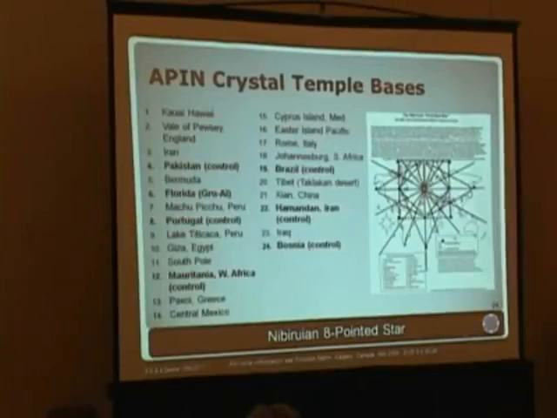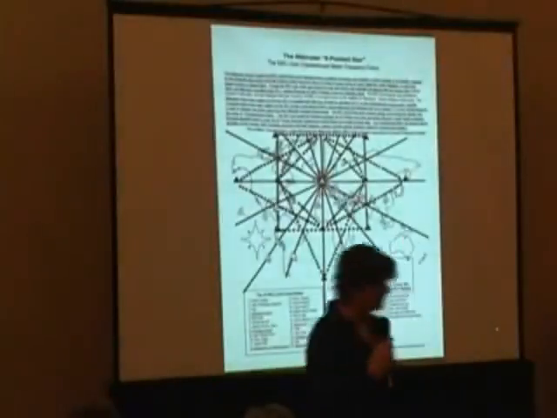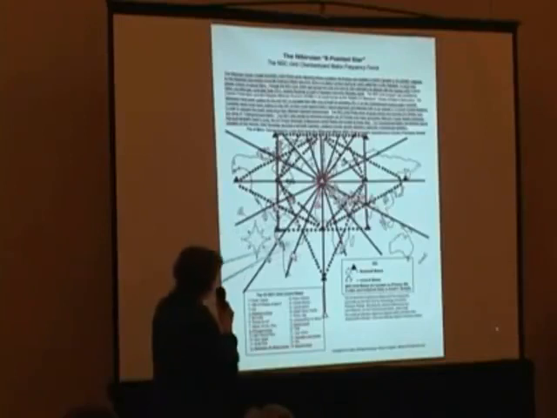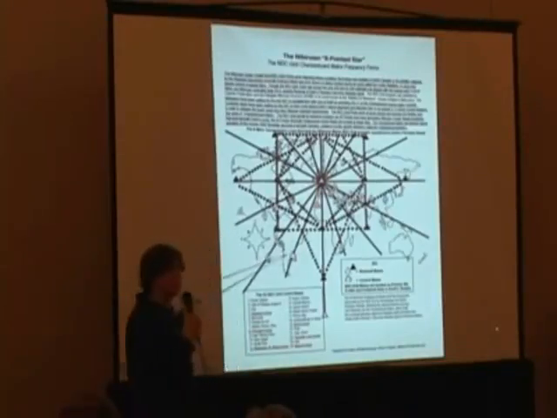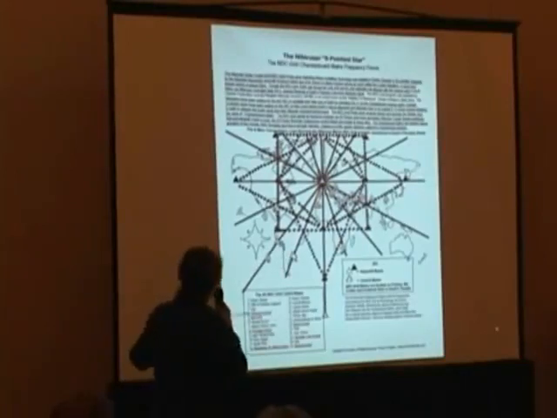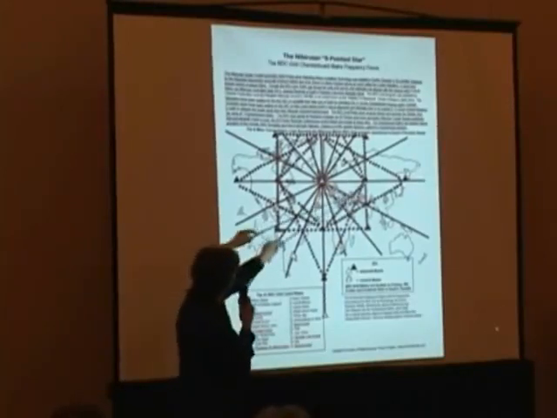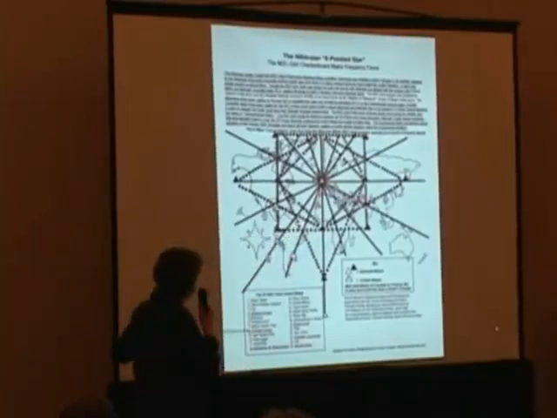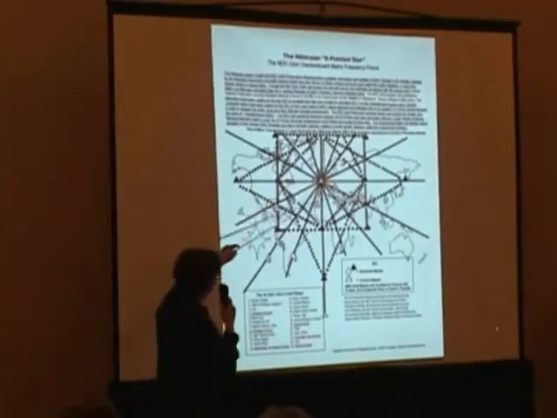This is what happened when we were underground, this map, I guess. Well, what this is, yeah, these are the crystal temple bases. You have your control bases here, shown in red on this map. Okay, so we have Pakistan. So you look for number 4, Pakistan, that's a control base. And we have Portugal, right here, that's a control base.